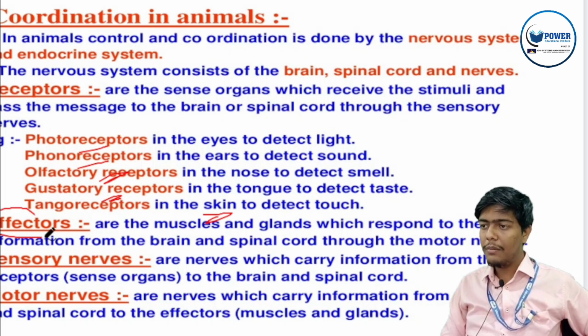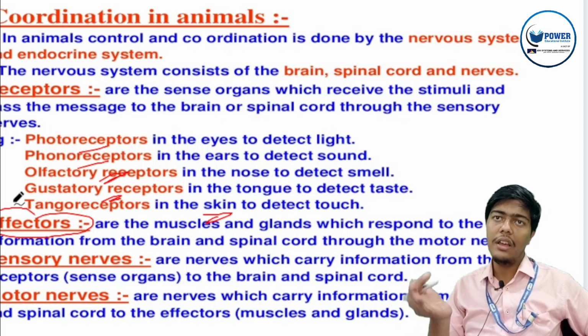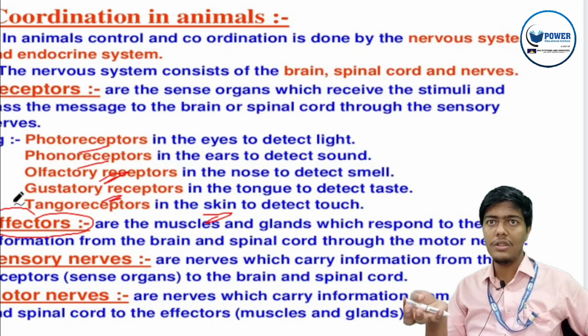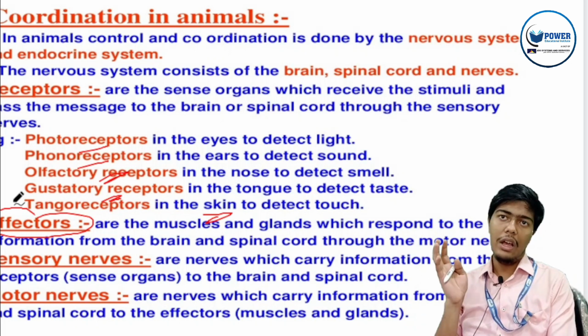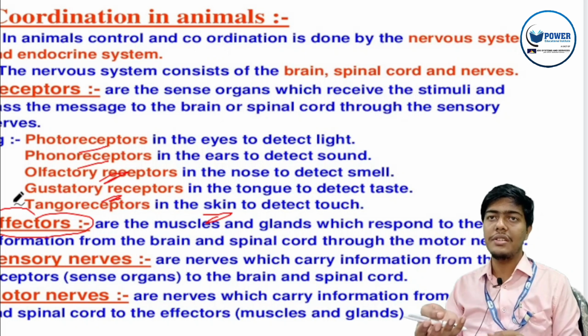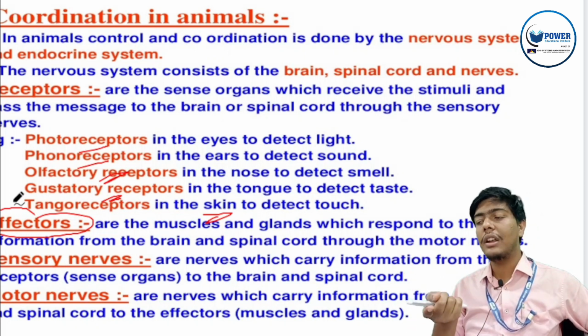So effector means the organs which give the response, like the muscles that promote the movement of your body as a response. Like a mosquito bites you and you slap the mosquito with your hand as a response. So your hand is moving, so muscle is acting as an effector organ.